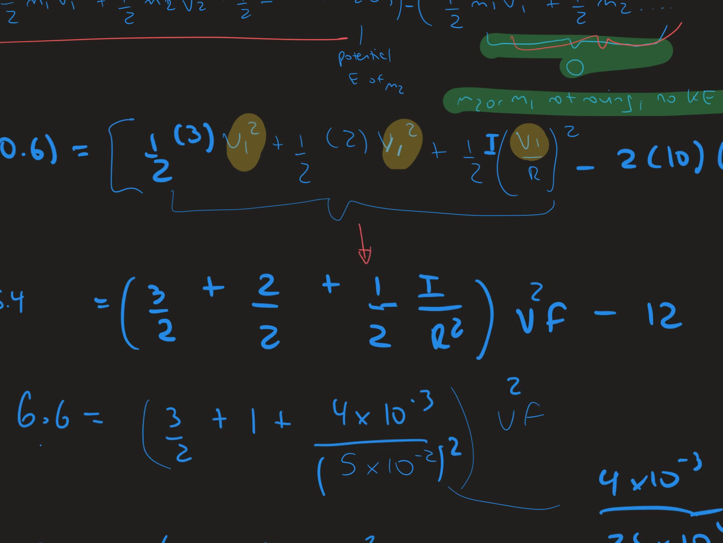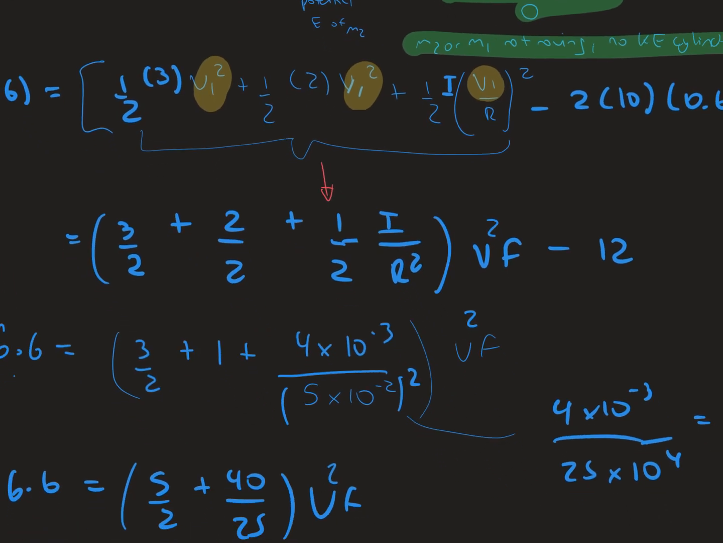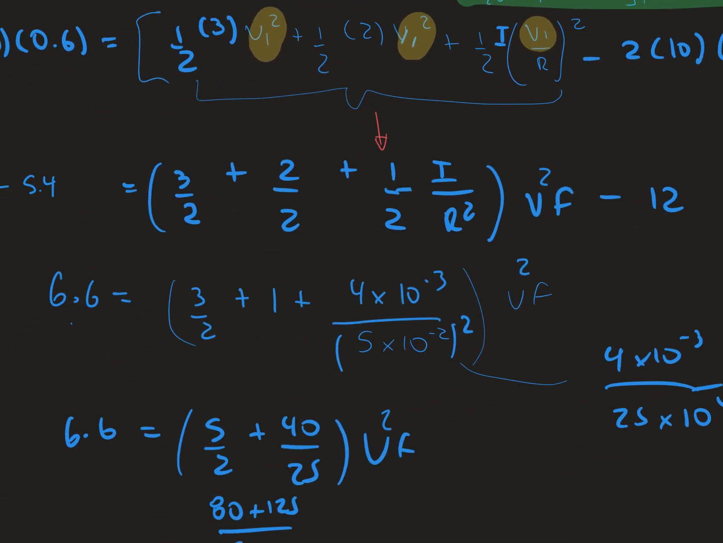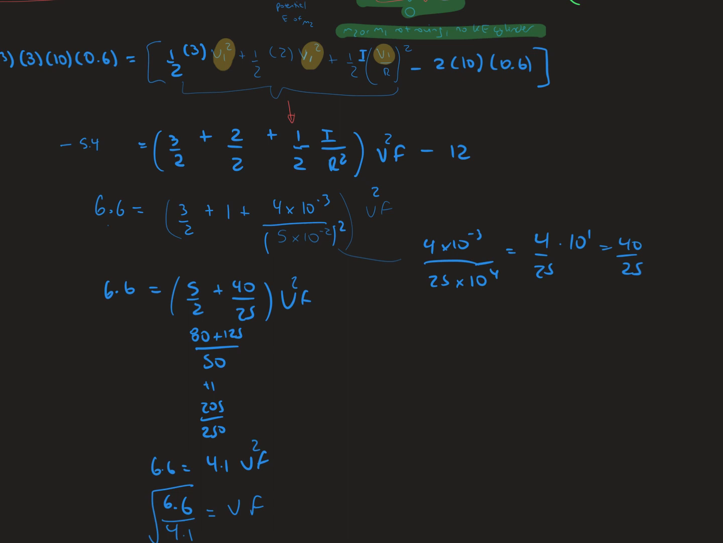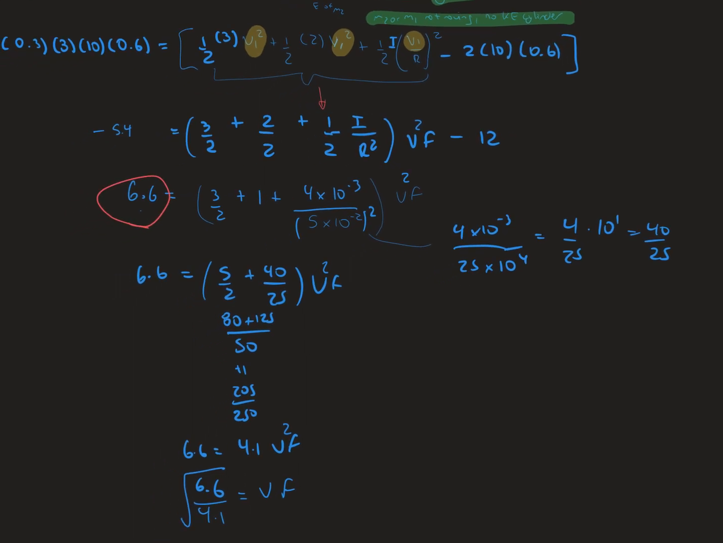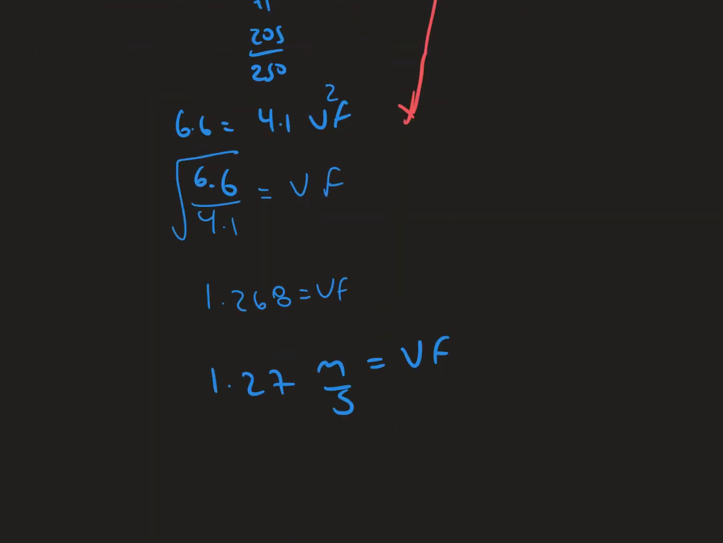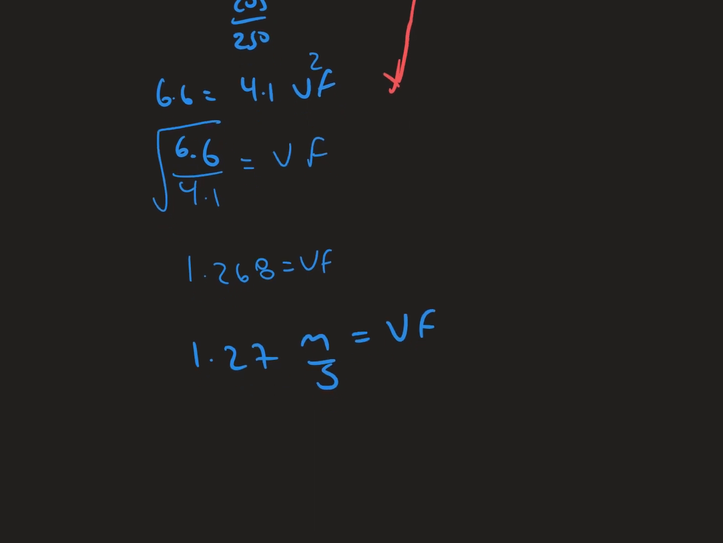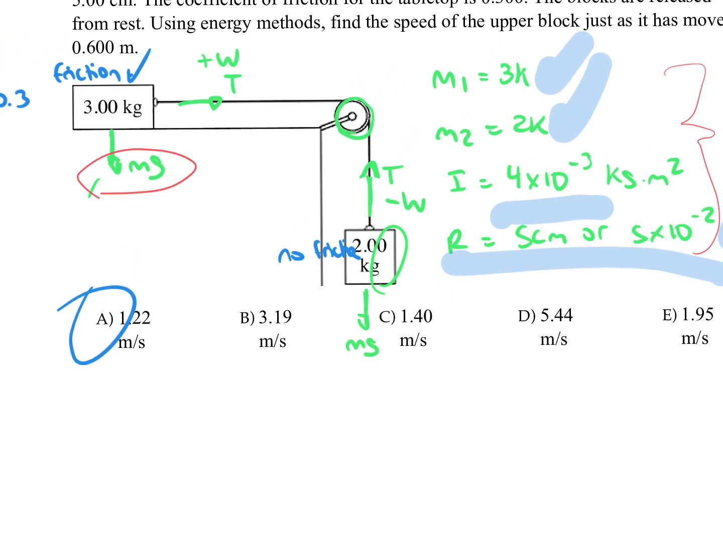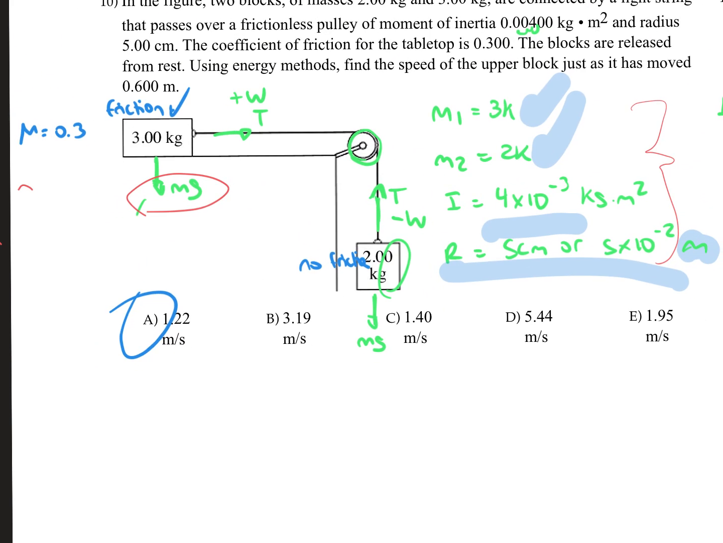In this step that I just did, I just factored out the final velocity, which is what we're trying to find. Then I did some algebra, and I have on the left side 6.6, and on the right side I managed to get 4.1 times the final velocity squared. Now we just have to take the square root of 6.6 divided by 4.1, and that should give us 1.27 meters per second as the final velocity. So we chose letter A because it's the closest to 1.27 meters per second. So 1.22 is the speed of the upper block just as it has moved 0.600 meters.